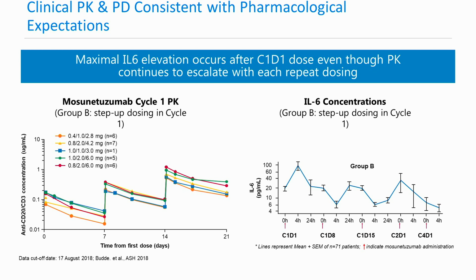Here's the actual clinical data following step-up dosing, which is consistent with prediction. On the left shows the PK, represented by mean serum concentration of Mosun over time, colored by dose groups. As expected, PK accumulates and increases with each escalating dose level of the step-up dosing regimen. In contrast, on the right, IL-6 concentrations peak primarily following the first step dose and remain low upon repeated dosing despite the escalating dose levels. We are again seeing the unique IL-6 kinetics that change with time and diminish upon repeat dosing.